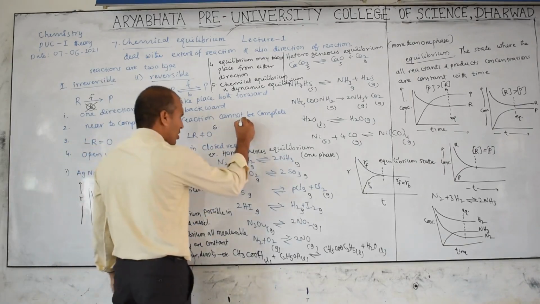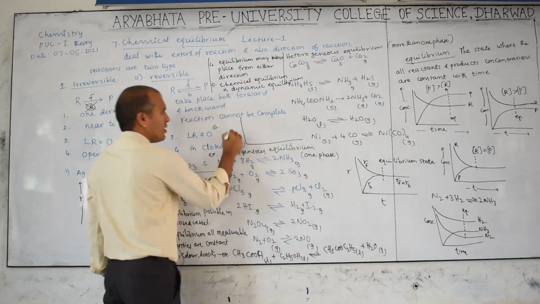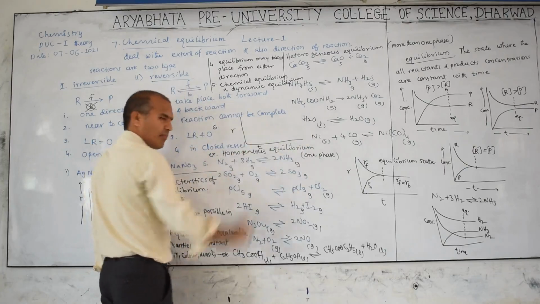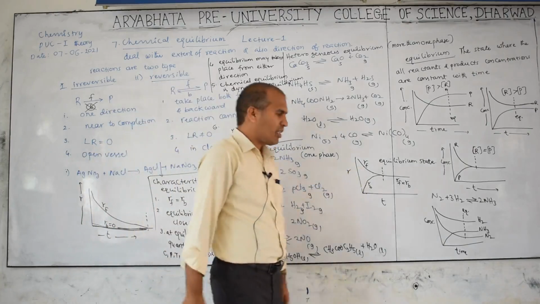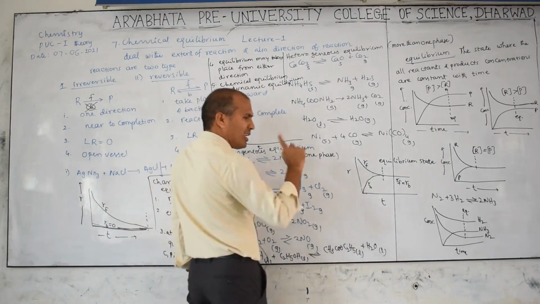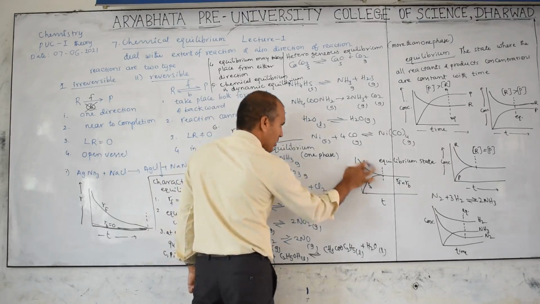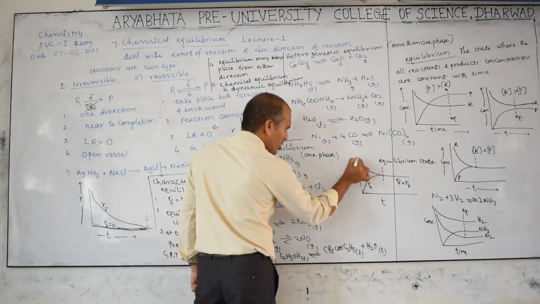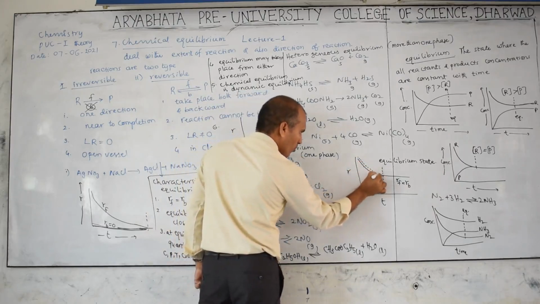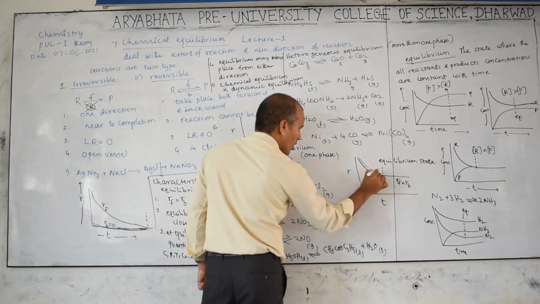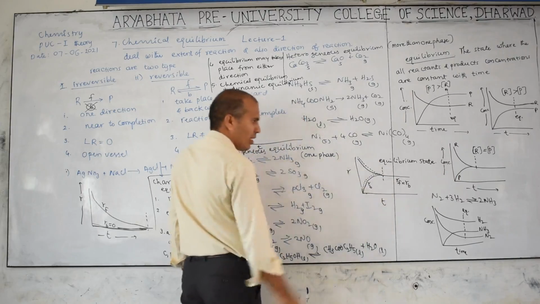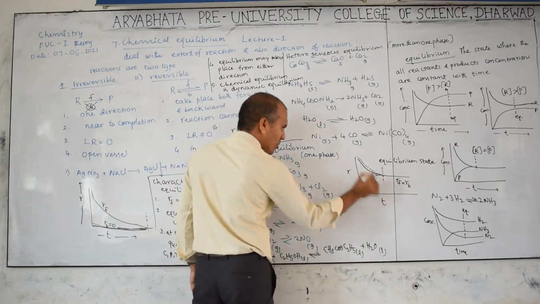Based on this, a graph will be there. This is rate, this is time. Already we know this, otherwise I will write it here only. For this one, the same graph, but when a catalyst is present, that time I want to denote with a dotted line. And this point will be earlier only. This is the equilibrium point.